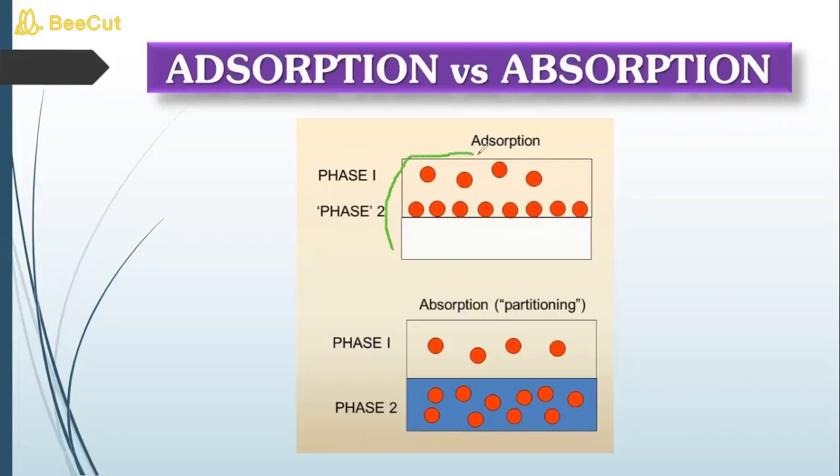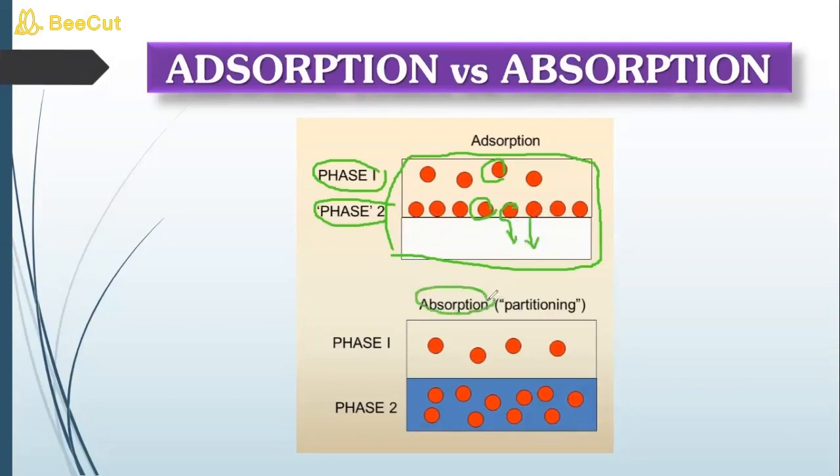Students, assume that this is an adsorbent. It has been broken down into two zones. One is phase one and the other one is phase two. In adsorption, the adsorbate will be present only on the surface. It is not getting in, that is what I mean. When you move on to absorption, the particles will be present in phase one as well as in phase two. This again indicates that adsorption is different, absorption is different.